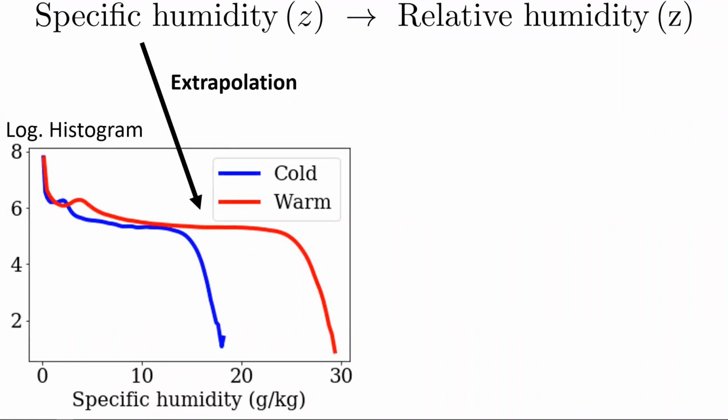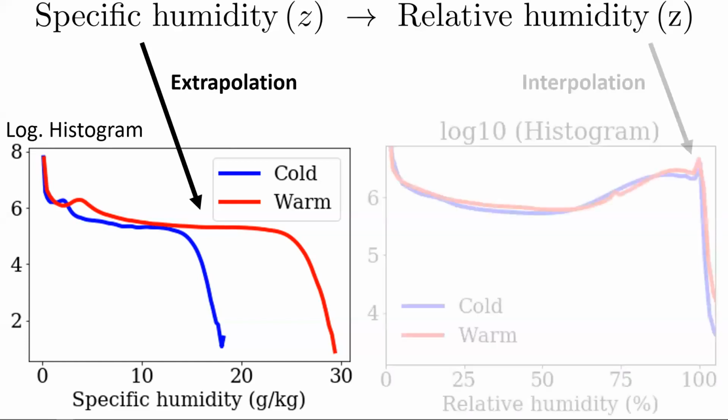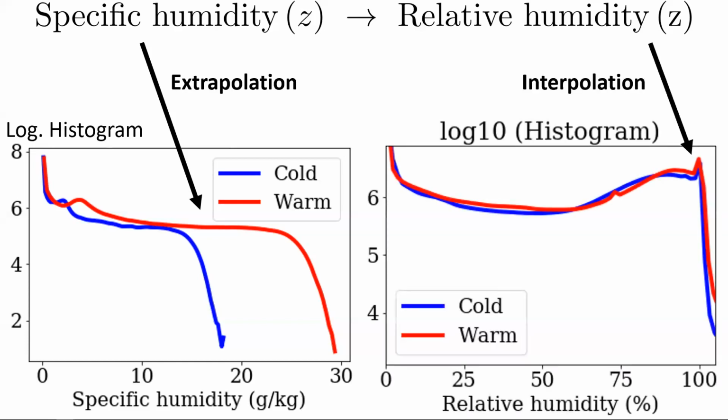Because of the Clausius-Clapeyron equation, the amount of water vapor a given air mass can hold before it condenses into liquid water increases quasi-exponentially with temperature. What that means is that hot air can hold a lot more water vapor than cold air. That's why if you look at the histogram of this concentration, it's very different between the cold and the warm climate. But the nice thing is we know the Clausius-Clapeyron equation, so we know the maximum amount of water vapor a given air mass can hold. And so we can use this to rescale the specific humidity and derive relative humidity.